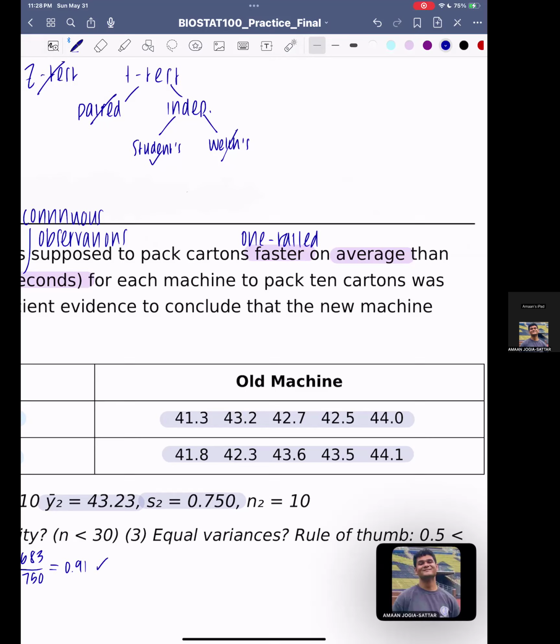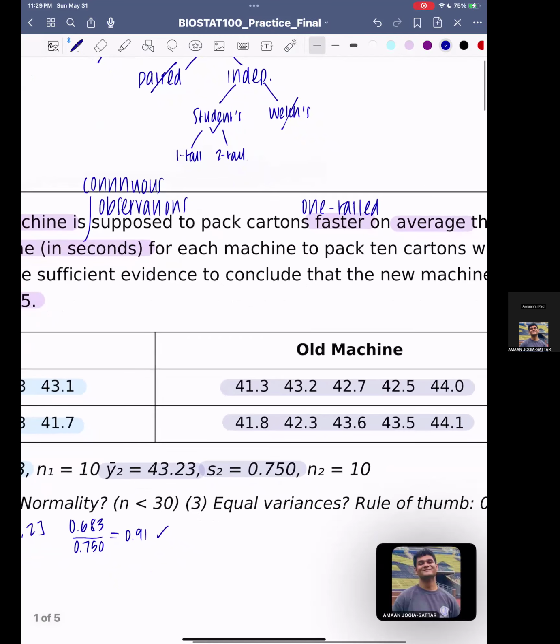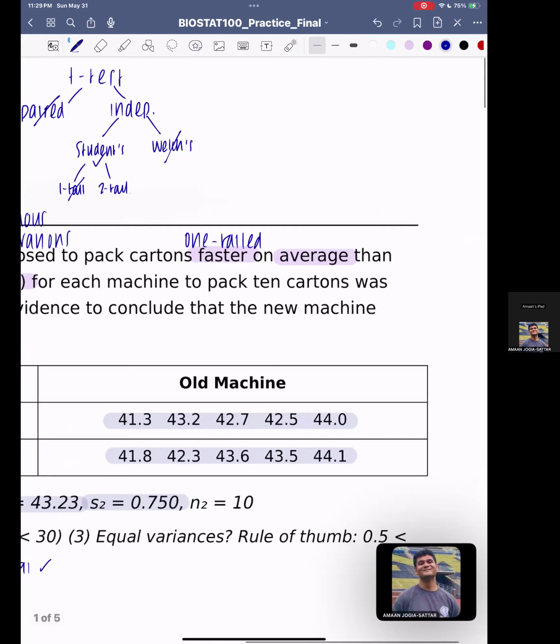And then there's one more decision which we've already made, which is between one-tailed and two-tailed. And like we said, we already hypothesize a direction where the newer machine is going faster than the older machine. So I'm going to say two-tailed.